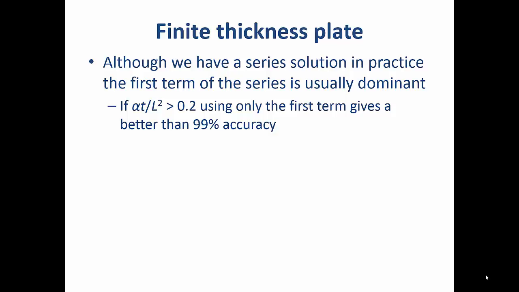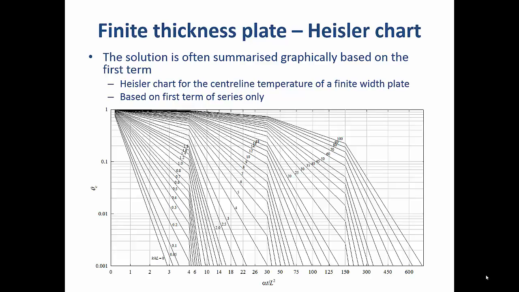Although the overall solution is a series solution, in practice it turns out that the first term of the series is usually dominant. If alpha T over L squared, which is actually given the special name of the Fourier number, is greater than 0.2, then using only the first term of the series will give a result that is better than 99% accurate. This was recognised a long time ago, and the solution summarised on that basis in a graphical form to give what is conventionally known as the Heisler chart.